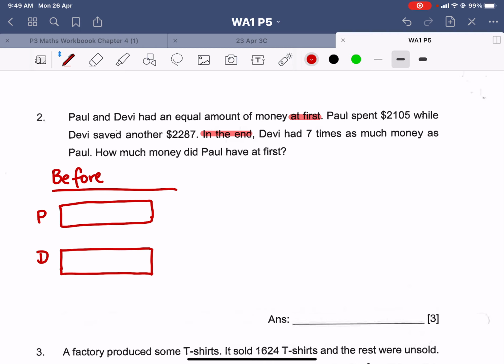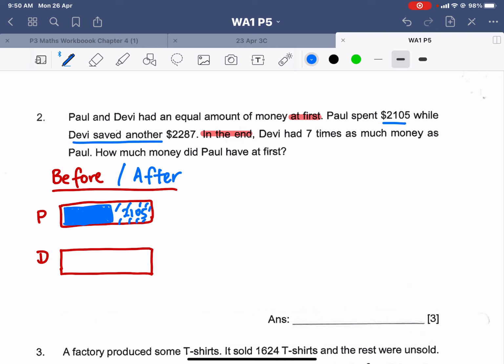Now, next, let's change to a different color. And why do I change to a different color? Because now we're going to look at the picture after they started to play with their money. What happens? Okay, Paul spent $2,105. So that means Paul spent some money already. He's going to end up with much less money now, so probably something shorter than before. So the amount that he spent away is $2,105. Okay, so actually what he has now is only this in blue. No longer the one in red.